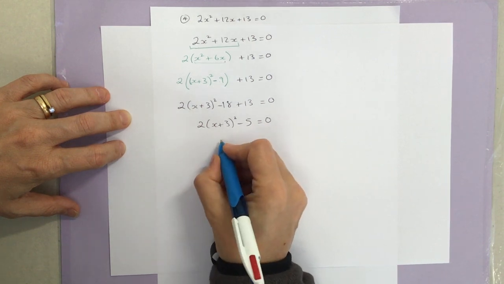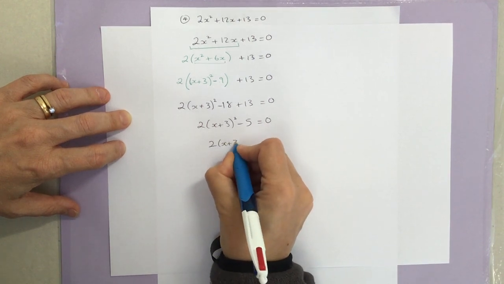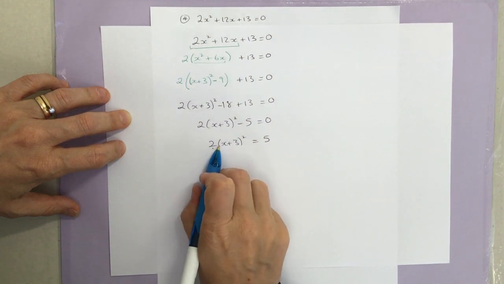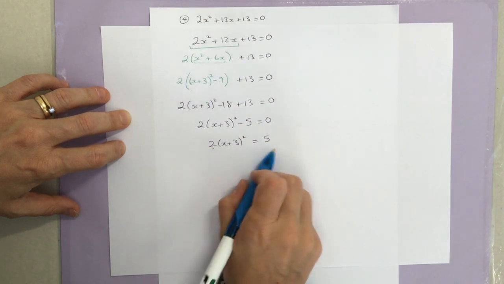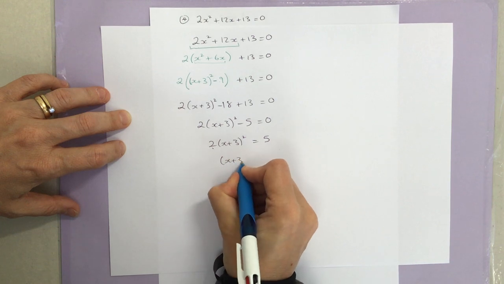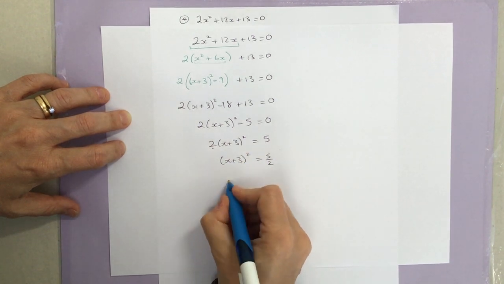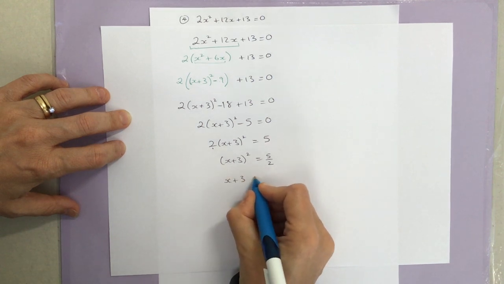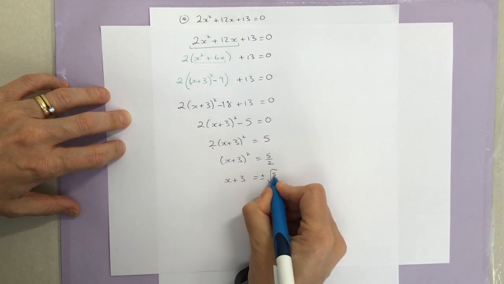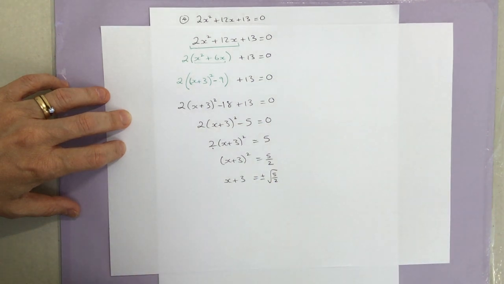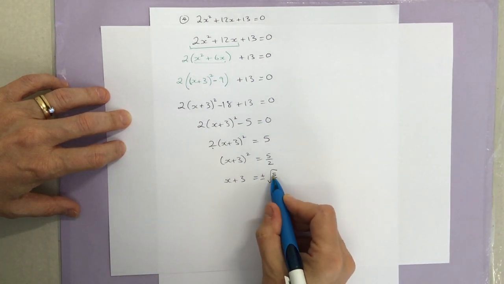Let's take that 5 and add to both sides. And then I'm going to divide by this 2 because I want to keep this square bracket here. So let's divide by this 2. X plus 3 squared equals 5 over 2. Plus or minus the square root to get rid of that squared. There isn't a nice square number here, so I'm going to leave that like that.